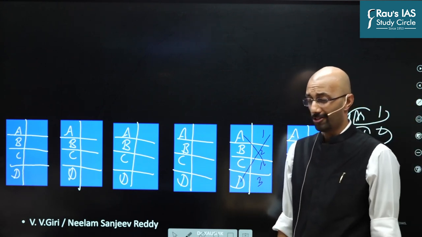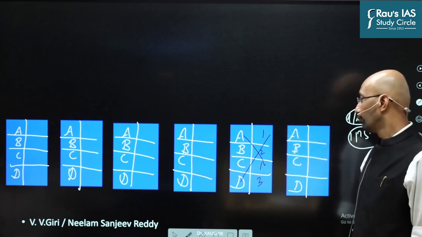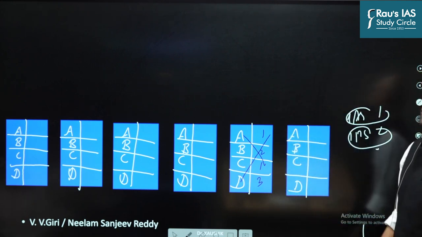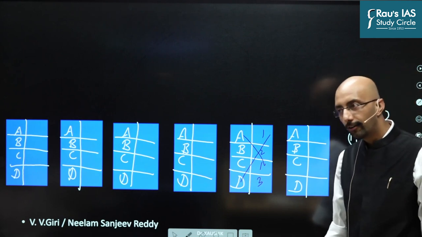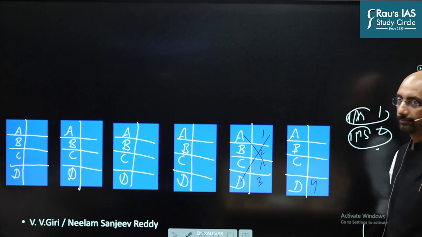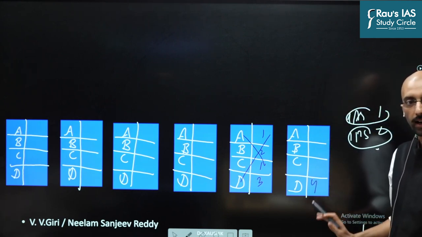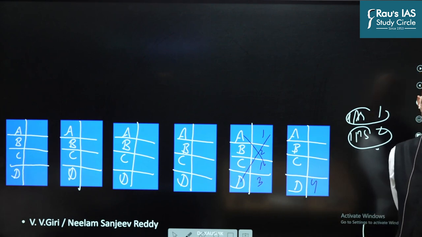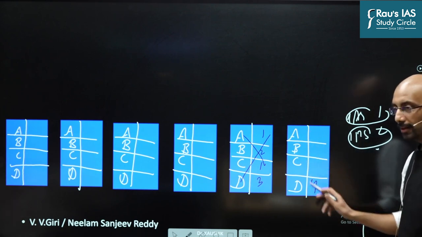Or let us say, I don't know whom I want to become the president. I don't know who is my first choice, but I definitely know that D should not become president. So what I can do? I can write 4 in front of D, because this is definitely my last. Who is first, I can't decide. So then what will happen to my vote? My vote would be cancelled.